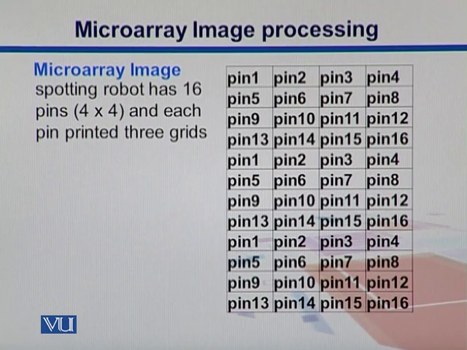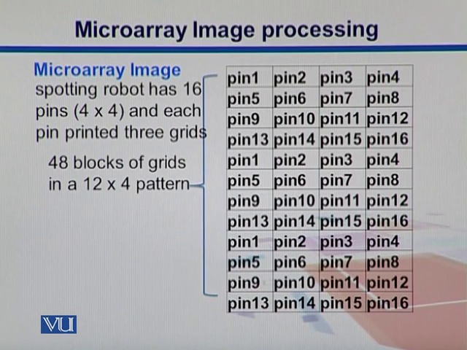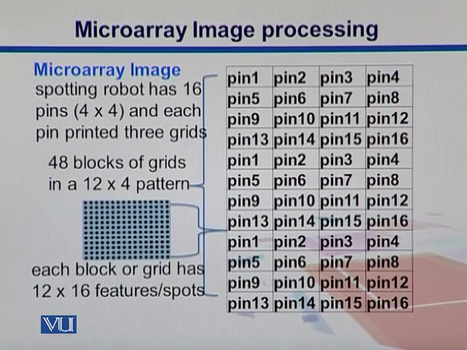Here is the overall image. Since our spotting robot has 16 pins, they are arranged into 4 by 4, so in total there are 4 rows and 4 columns. And since they spot it in 3 rounds, each pin here actually is used 3 times, so we'll get a total of 48 blocks. So in total we have 12 by 4 patterns in our overall slide. If we take what has been spotted by each pin, we have a block or grid, and that has 12 by 16 feature spots. So this is how our whole design looks.